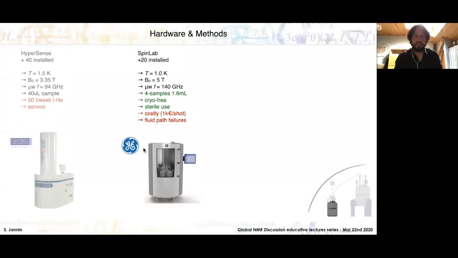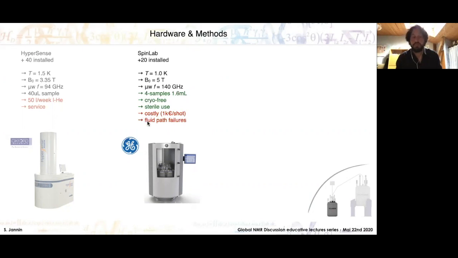Then came the SpinLab by General Electric. My numbers might be a bit wrong, but I think there are more than 20 installed worldwide. The machine operates at slightly lower temperature, 1 Kelvin. I've even seen data below 1 Kelvin, 5 Tesla. So the microwave is about 140 gigahertz. And in this machine, which is really dedicated to clinical application, you can have 4 samples polarizing at the same time. And each sample is 1.6 ml. So it's really a big volume for human applications. The machine is cryo-free, so it recycles helium. It's made for sterile use.